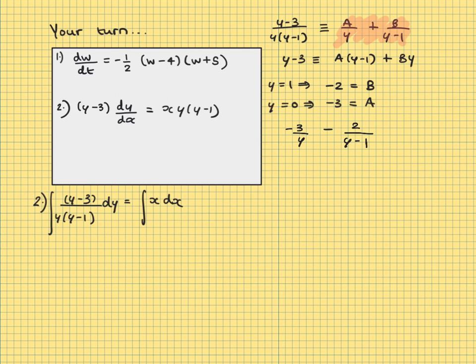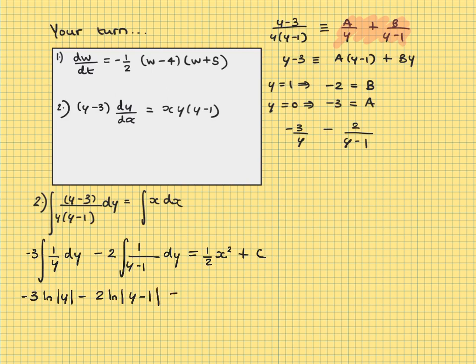So we now have to integrate this on the left-hand side. So this gives us the integral of negative 3, 1 over y dy, minus 2, the integral of 1 over y minus 1 dy. I could have left it as one single integral. It doesn't really make a huge amount of difference. And on the right hand side, that x is simply going to integrate to a half x squared plus a constant. So on the left hand side, I have minus 3 ln mod y minus 2 ln mod y subtract 1 equals a half x squared plus c.